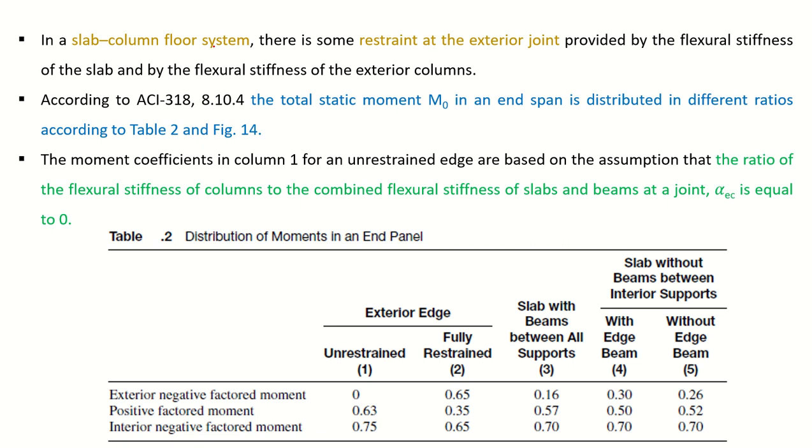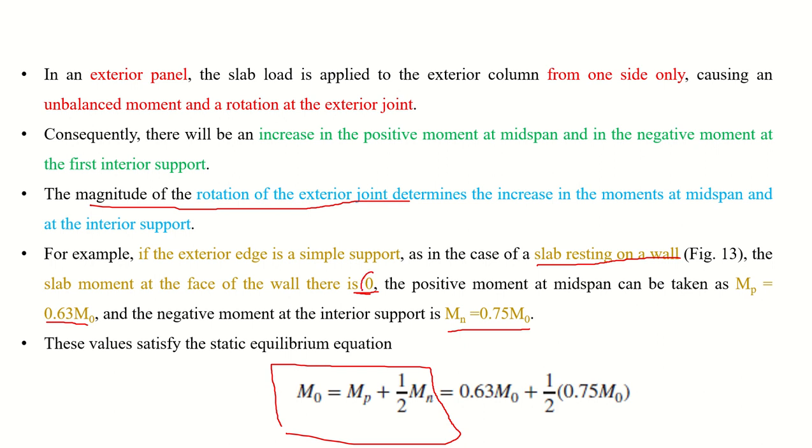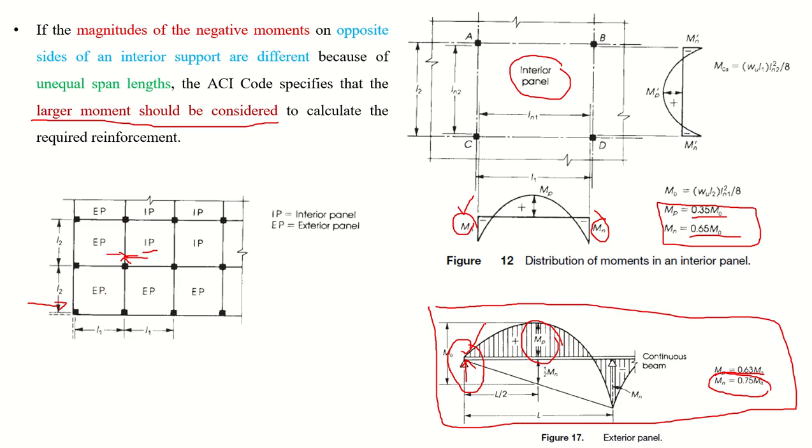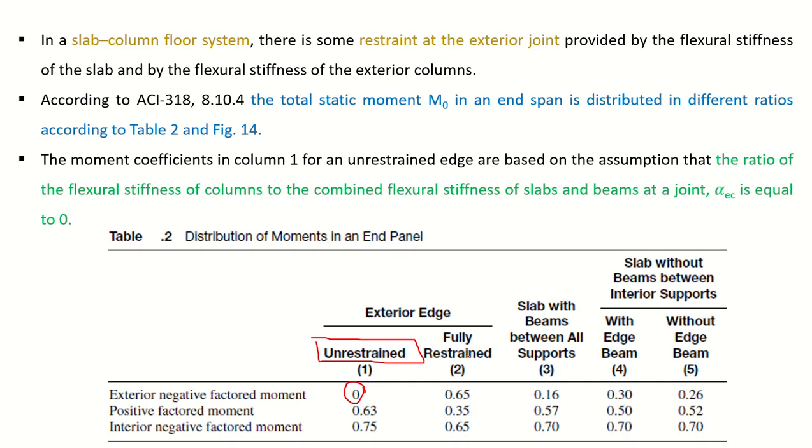In a slab column floor system, there is some restraint at the exterior joint provided by the flexural stiffness of the slab and by the flexural stiffness of the exterior columns. According to ACI 318, the total static moment M naught in an end span is distributed in different ratios according to Table 2. Here you can see that if the exterior edge is unrestrained, for example a roller support, then the exterior negative factored moment is 0, just like we saw here. But when it is fully restrained, for example when a very stiff beam and column are present, then it will get 65% of the total M naught, and in between you can see the percentage varies from 16% to 30%.